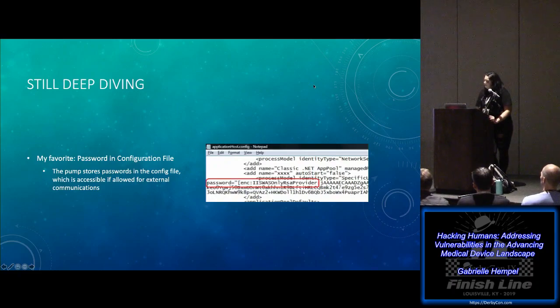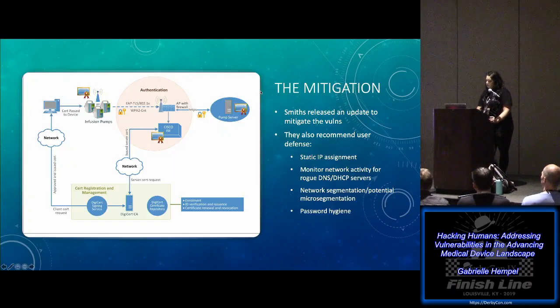And then my favorite, the infusion pump stored some passwords in the configuration file, which are easily accessible if the pump was configured to allow external communications. Smiths released updates to mitigate these vulnerabilities, but also suggested that users apply defensive measures. These include assigning static IP addresses to the pump, monitoring network activity for rogue DNS and DHCP servers, ensuring network segments are segmented from other hospital and medical technology infrastructure, using VLANs, practicing password hygiene, and performing routine evaluations.